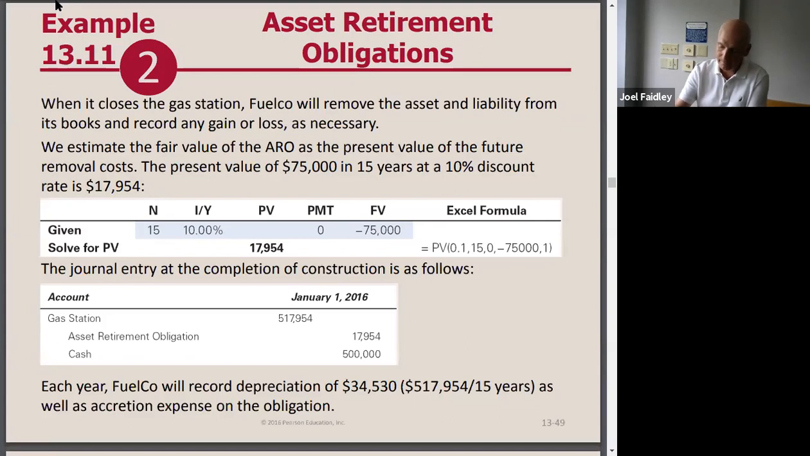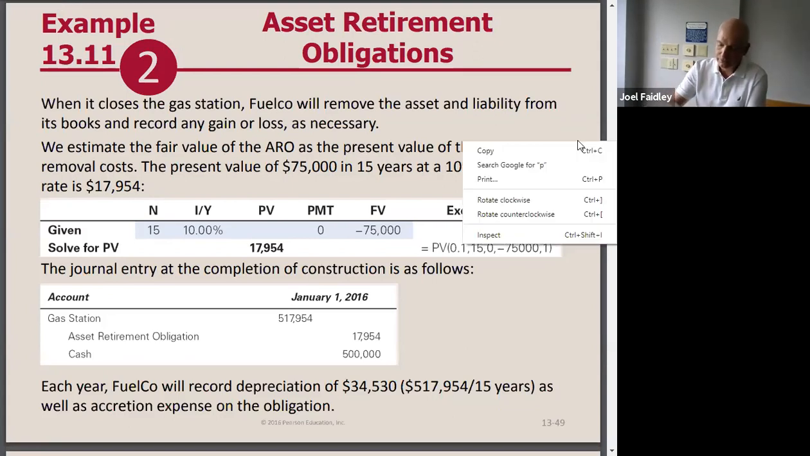ARO, every month or every year, well, they do it by year. In reality, you do stuff by the month. You're going to increase that ARO from $17,954 every month by 10% times the outstanding balance of the ARO. So as time goes on, that debit is going to be to accretion expense, and the credit is going to be to your ARO, right?